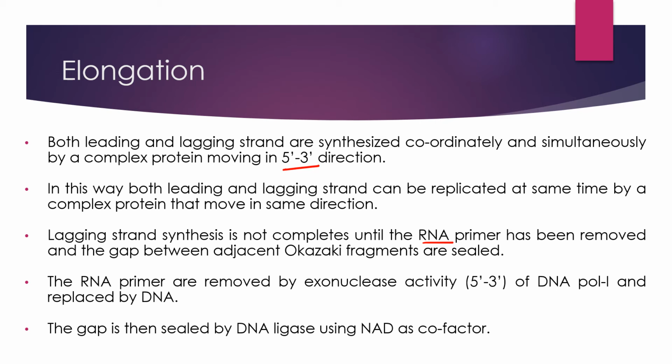So RNA primers are removed by exonuclease activity of DNA Pol 1. So exonuclease activity of DNA Pol 1 will remove the RNA primers from both the leading and lagging strand. This gap is now refilled by DNA Pol 1 itself. Okay, DNA Pol 1 will also undergo the polymerization and fill the gap with dNTPs, and then the gap is sealed by DNA ligase using NAD, nicotinamide adenine dinucleotide, as cofactor.